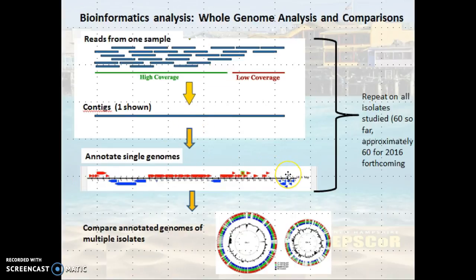And annotation is done using Prokka in our pipeline. Assembly was done using SPAdes. And annotating means you use a computer program to go through and look for genes. So this little blue line here is a gene, and this little red line is a gene, and this is a gene. This is a gene, this is a gene, and so on.